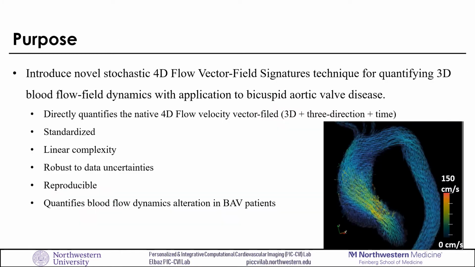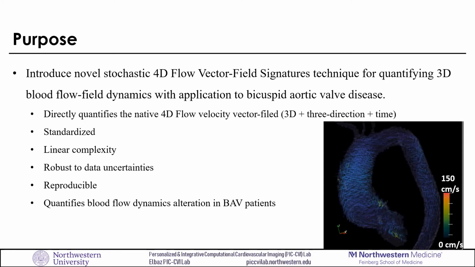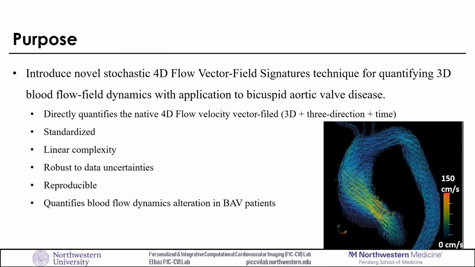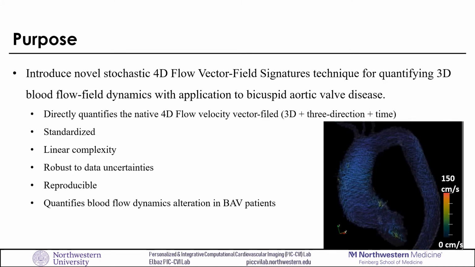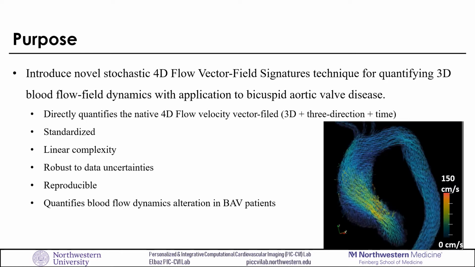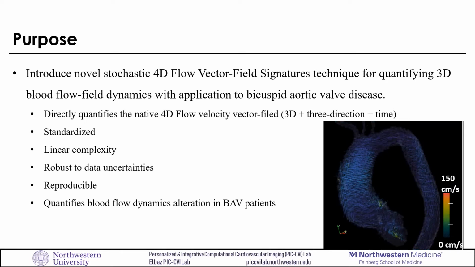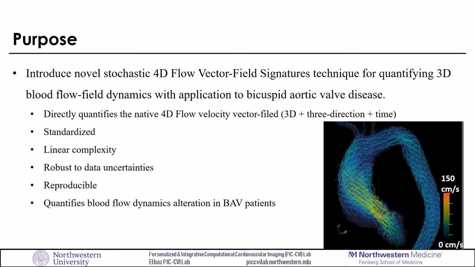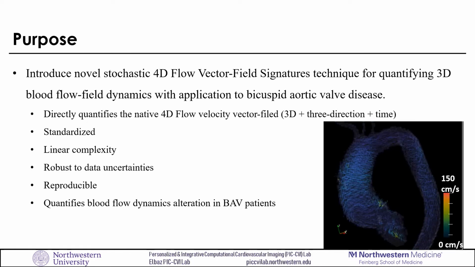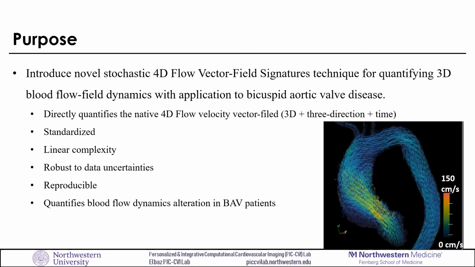Therefore, the purpose of this study was to introduce a novel stochastic 4D flow vector field signature technique that is able to directly quantify the vector field information in its entire dimensionality for 4D Flow MRI, and perhaps this is the first method able to do so, in a standardized, linear complexity, and robust, reproducible way.